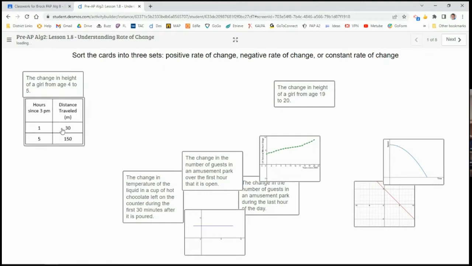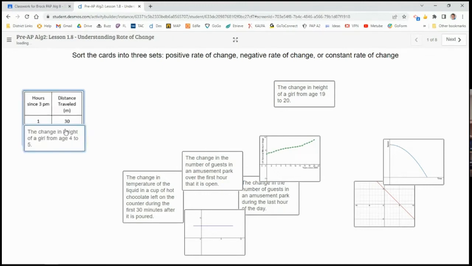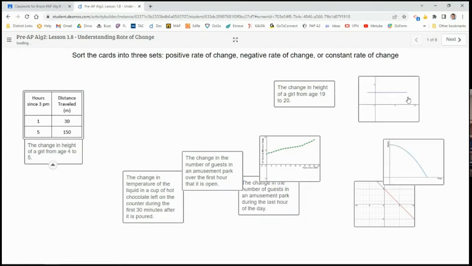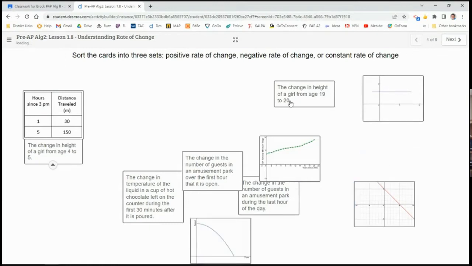Let's see, distance traveled. I'm gonna group those together. Okay. Here's my question. Distance traveled, that's definitely a positive. How you guys doing? You getting this? So I want to say, let's see, that's a constant rate of change over there. So I'm going to say that girl from 19 to 20 is probably constant. Some of you guys are about done with it already.